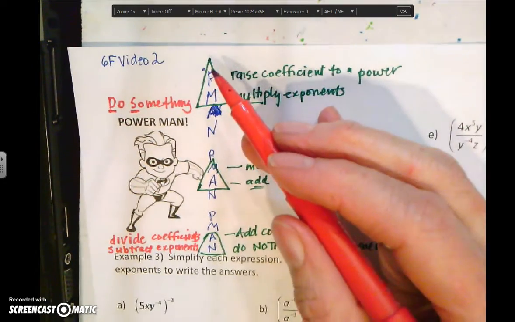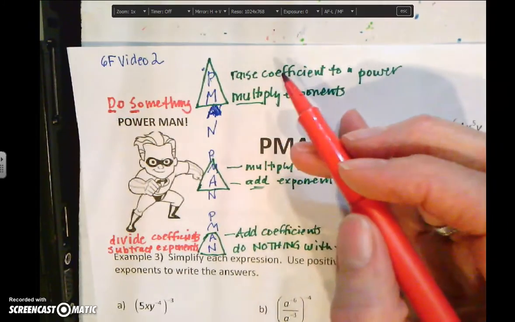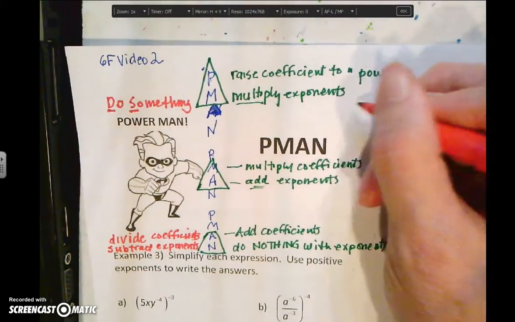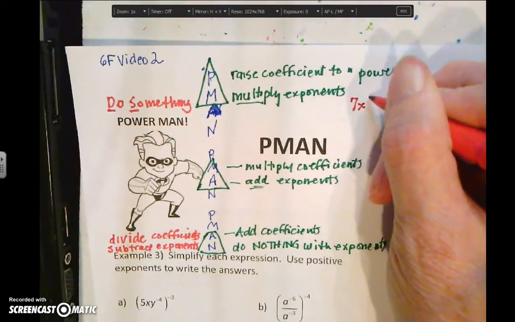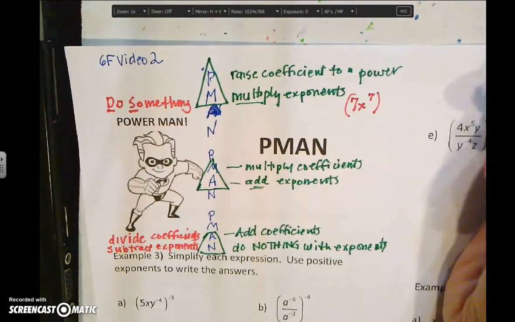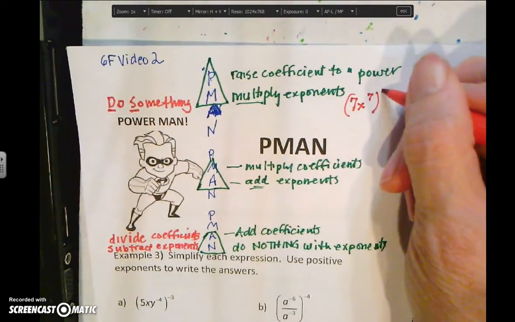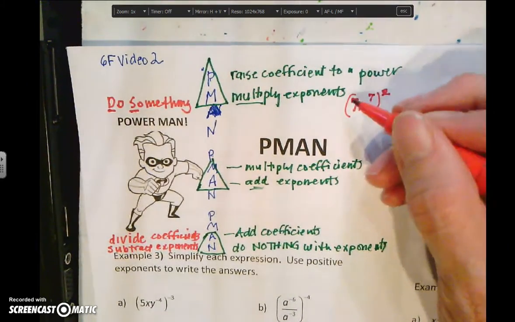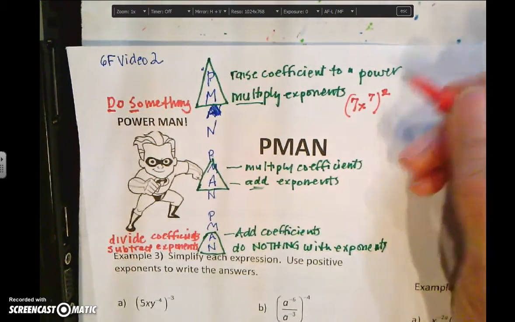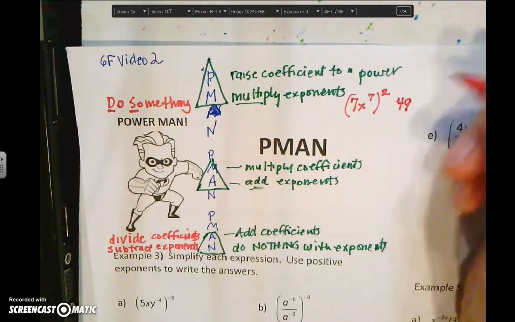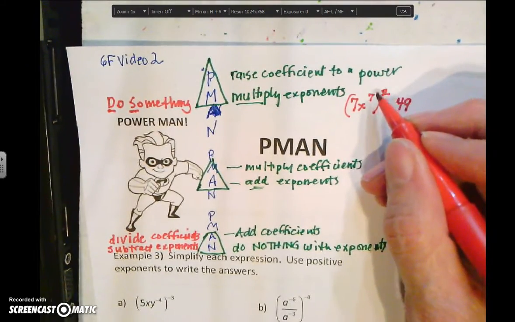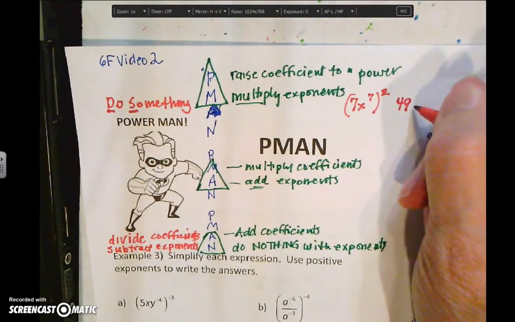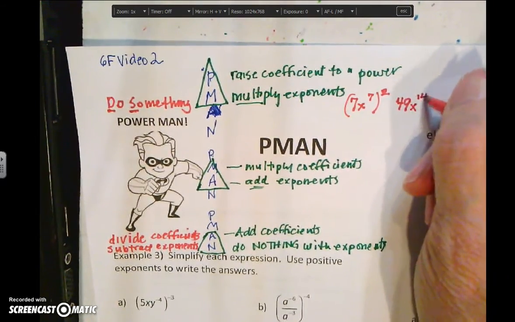So when we have a power, we're actually going to raise the coefficient to that power, but we're going to multiply the exponents. For example, if I have 7x to the 7th, oh, I can't multiply that. Oh, raised to the second. We'll do that easy. I'm actually going to say 7 squared, so I'm going to raise the 7, the coefficient, to the power and get 49, but when I have a power to a power, I multiply the exponents. So 7 times 2 is going to be 14.